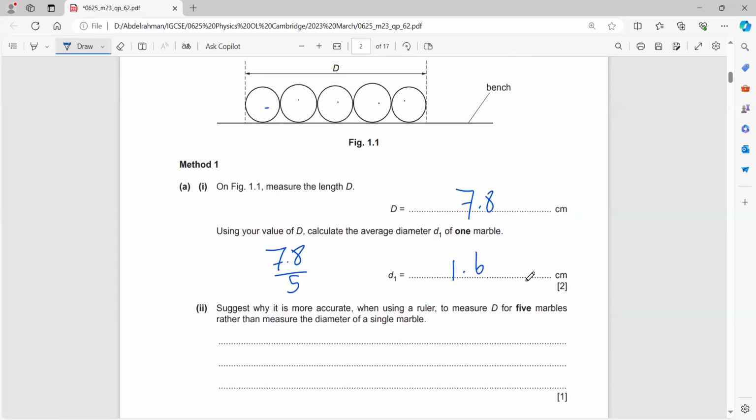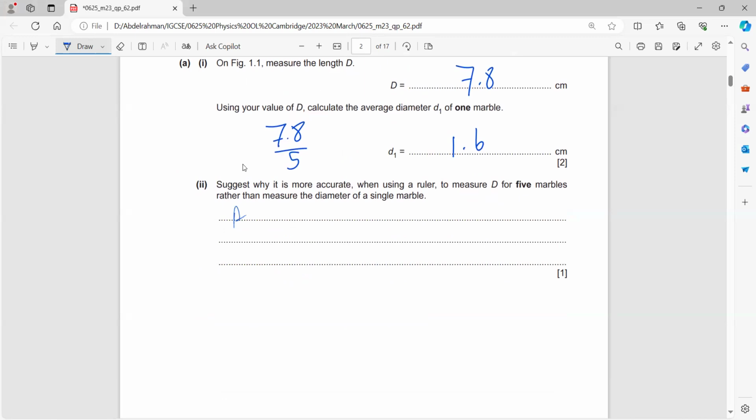Suggest why it is more accurate when using a ruler to measure the distance D for 5 marbles rather than the diameter of only one marble. Why would it be more accurate to measure the diameter of 5 marbles? The percentage of error will be less. Yes, definitely. The percentage of error would decrease.